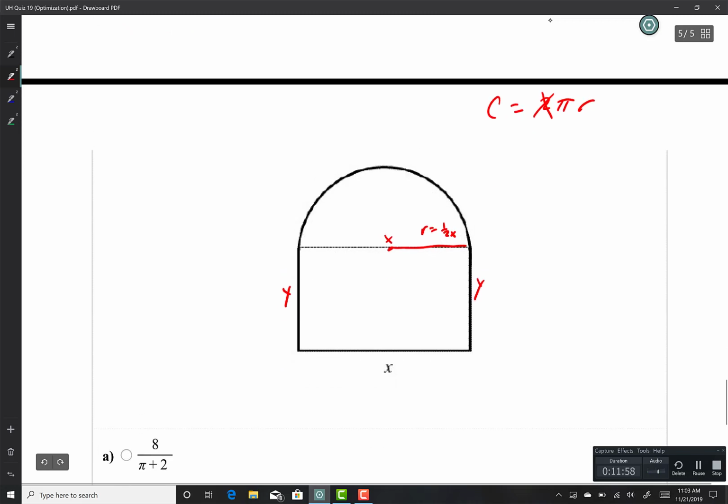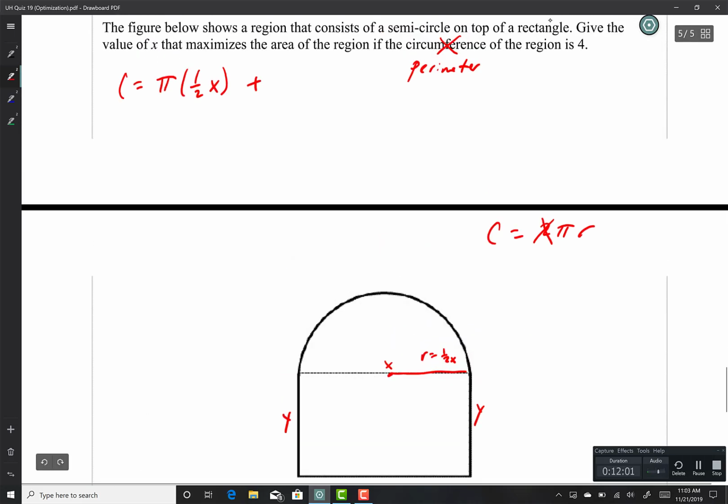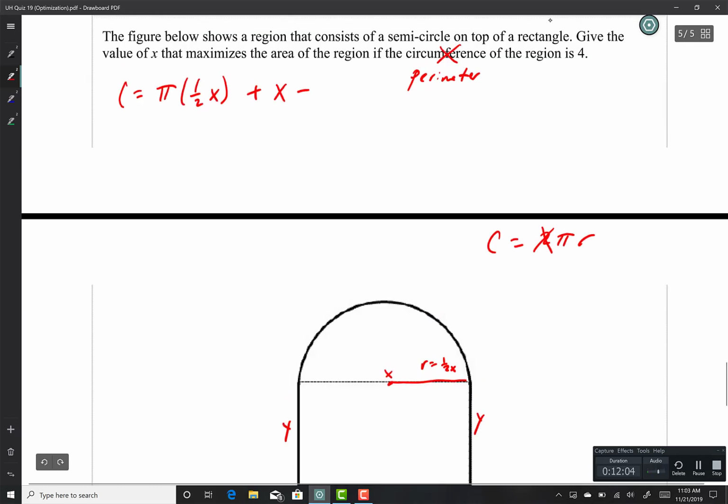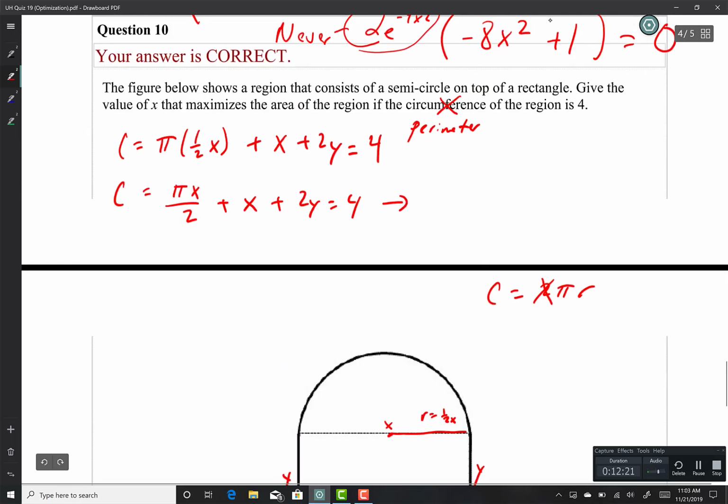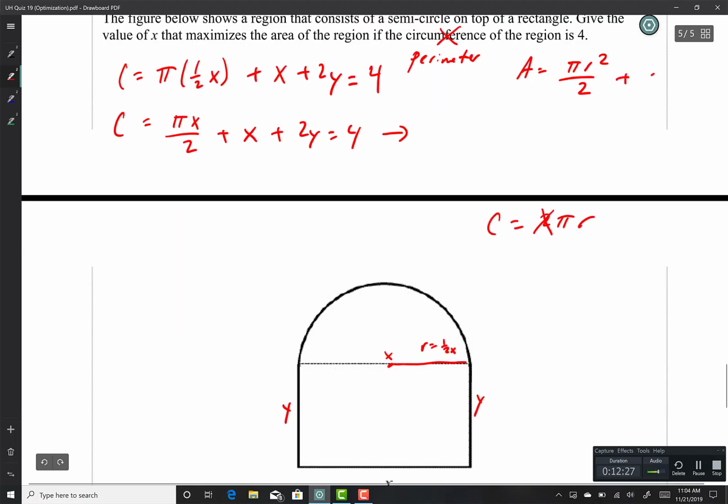And plus x plus 2y, and all that equals 4. All right, so let's see. Pi x over 2 plus x plus 2y equals 4. So I'm going to solve for y here because I already know, let's see, area. So area is going to be pi r squared over 2 plus xy. So area equals pi, and my radius is x over 2, and then divided by 2 plus xy.